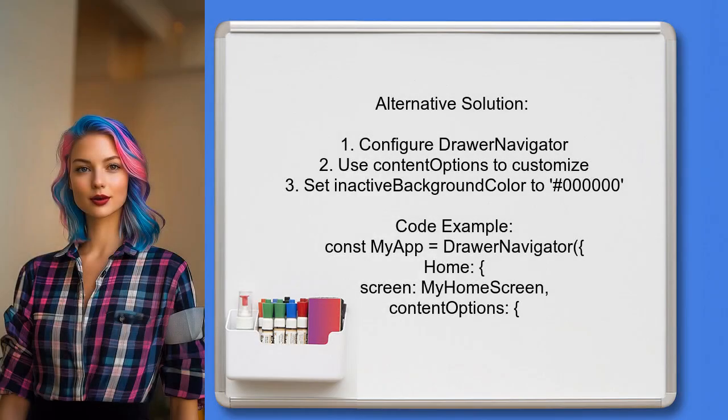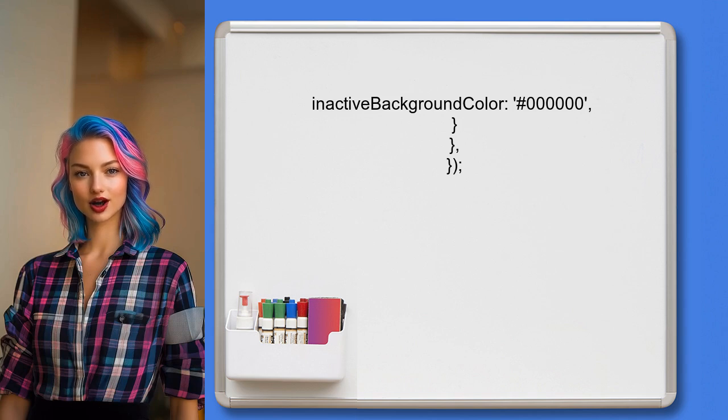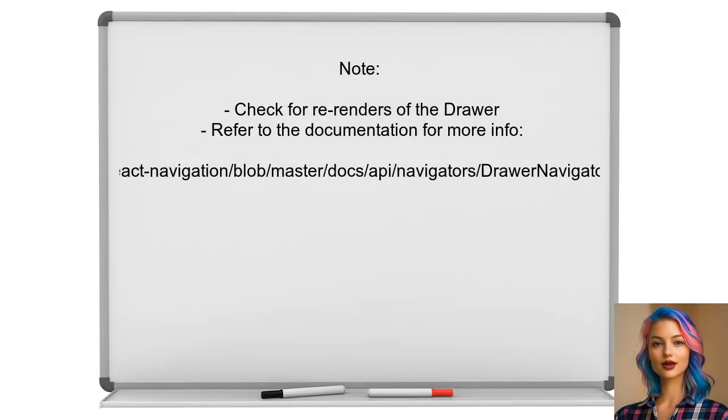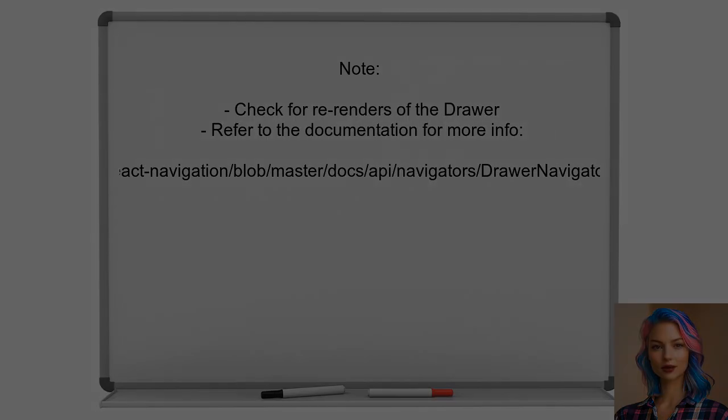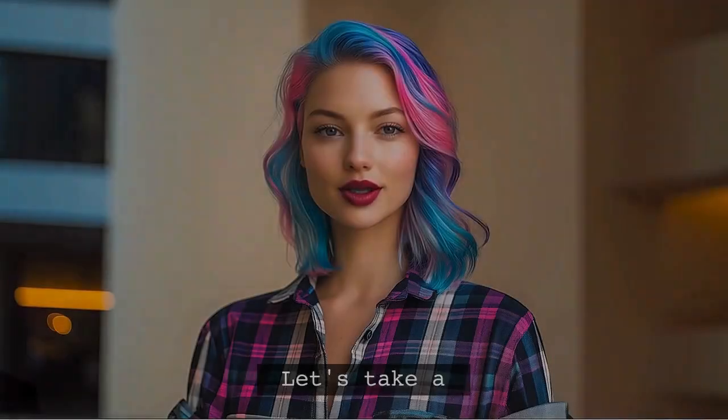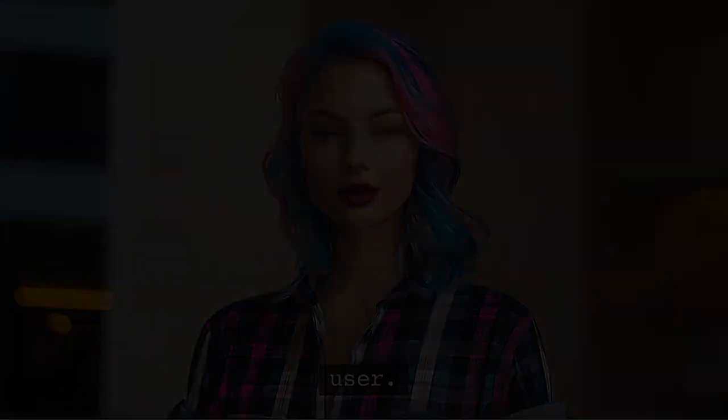An alternative solution suggests configuring your drawer navigator. The user points out that you can customize the drawer content using the contentOptions property. In your router.js file, you can set the inactive background color to black. The user also mentions that the drawer may be re-rendering, which could cause the status bar color to revert to blue. They recommend checking the documentation for more details. Let's take a look at an answer from another user.